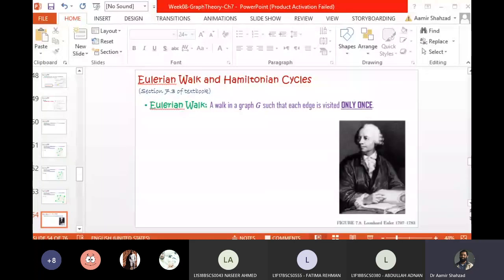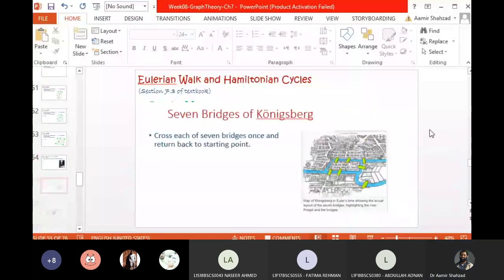So Euler walk says that over a graph we may start from any node, and we have to go through each and every edge, but only one time. We cannot go more than one time. And at the end, we may either come back to the starting point, or we may not come back to the starting point.